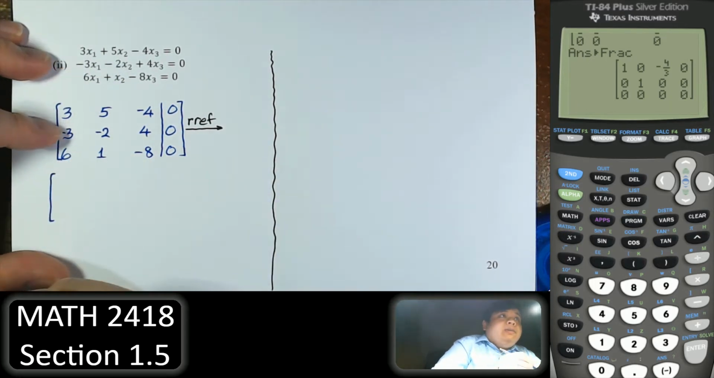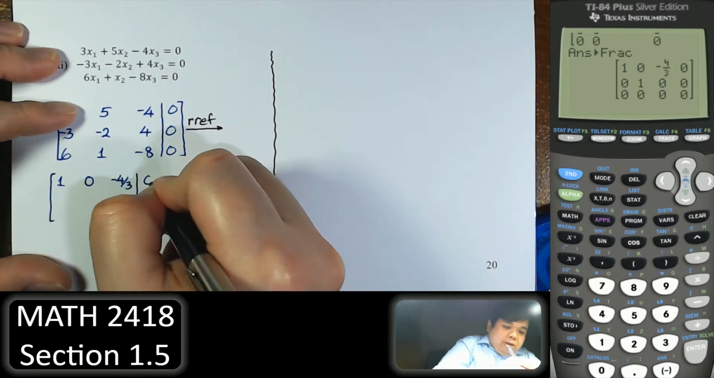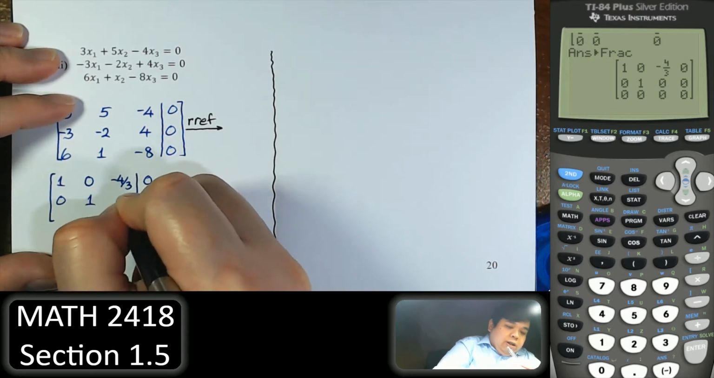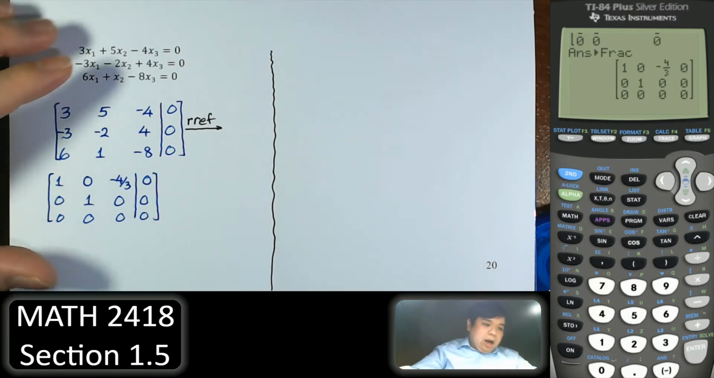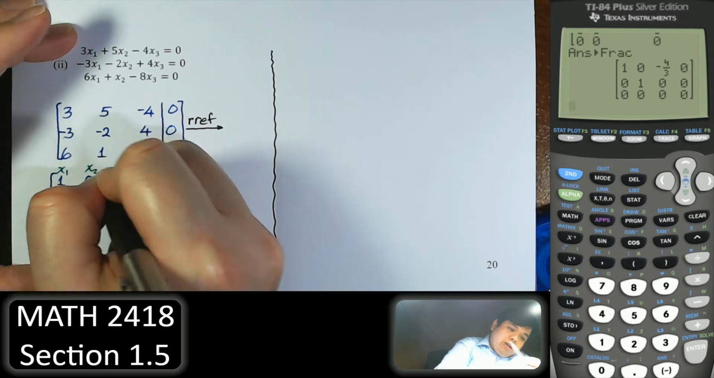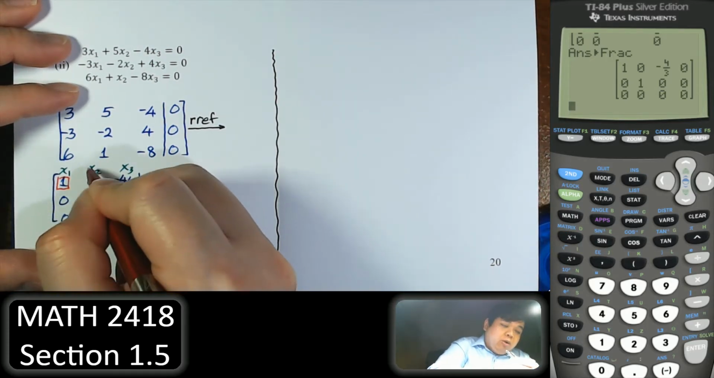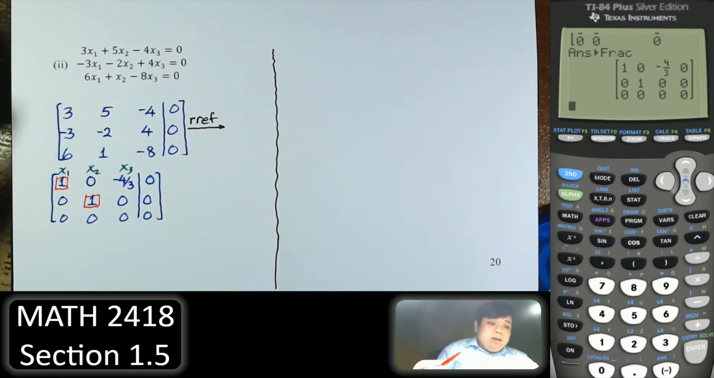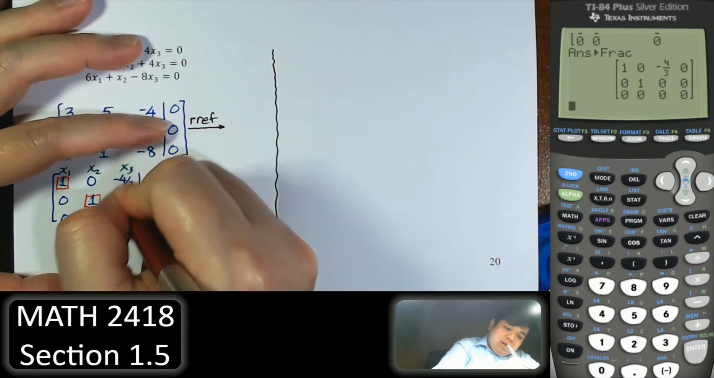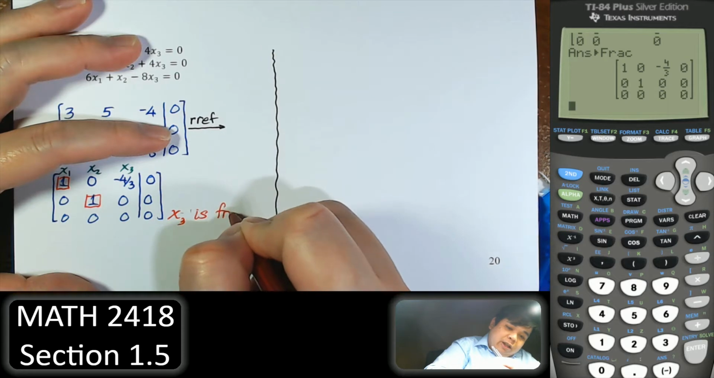1, 0, negative 4 over 3, 0, 0, 1, 0, 0, and the row 0. Once again, corresponding to the variables for each column, now we have the pivot for x1 and for x2, so those variables are basic. There's no pivot on the column x3, so we say x3 is a free variable.